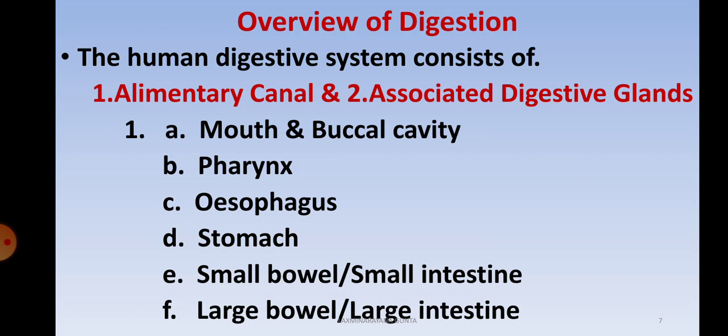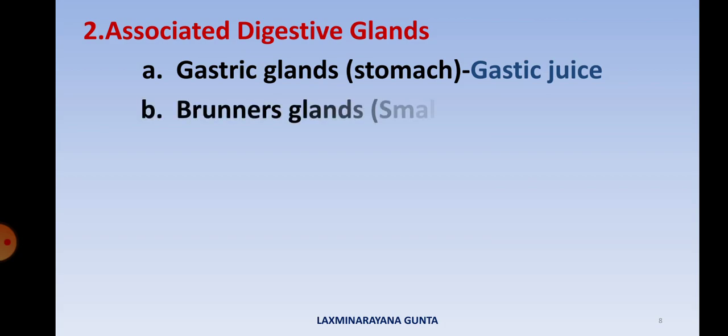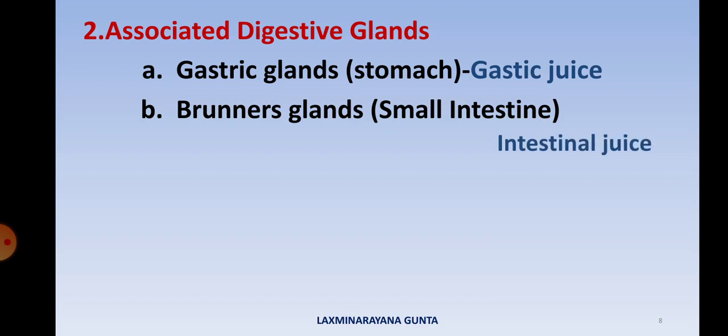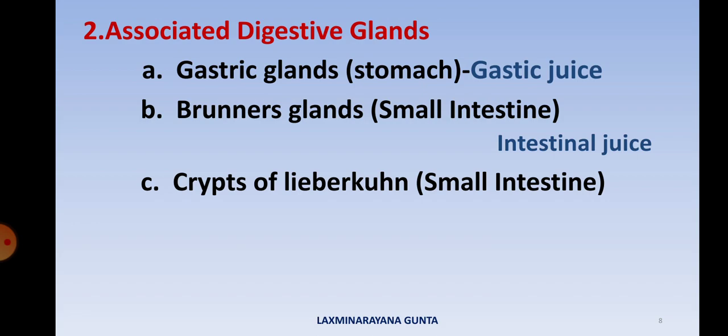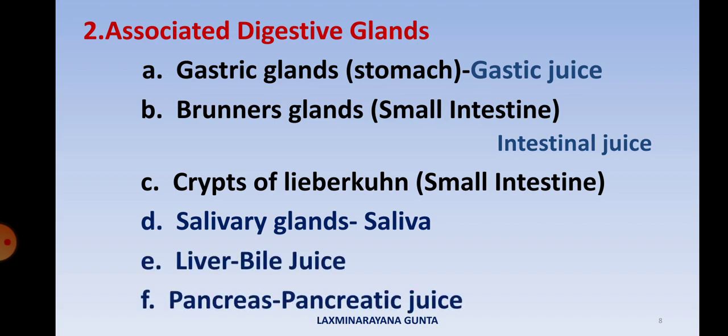And similarly, the associated digestive glands include the gastric glands, which are located in the walls of the stomach, and Brunner's glands, which are present in the small intestine. Crypts of Lieberkuhn are also present in the walls of the small intestine. Salivary glands, liver, and the pancreas.